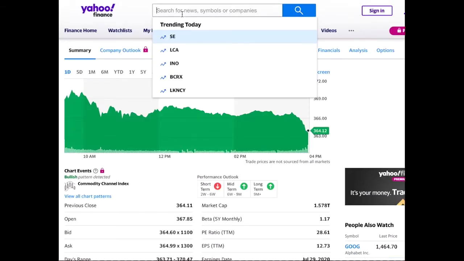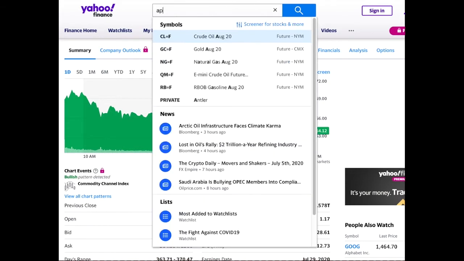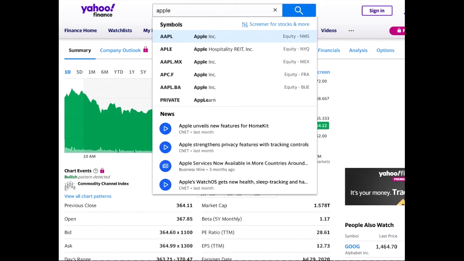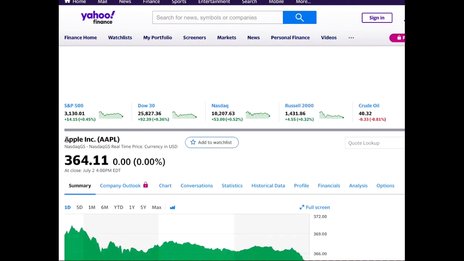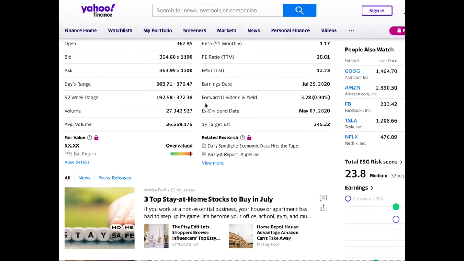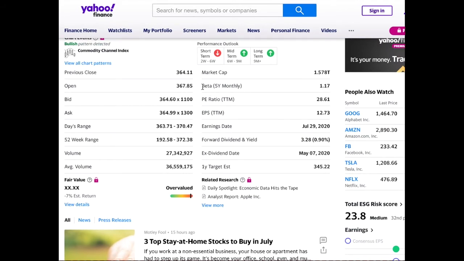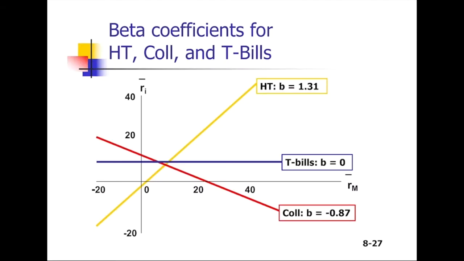This is Yahoo Finance. For example, I input the Apple case. Apple, this is the stock price, and there is beta, the 5-year monthly beta. It is more than 1, right? It means what? If, for example, the market increases 10%, the average stock price increases more than 10%.